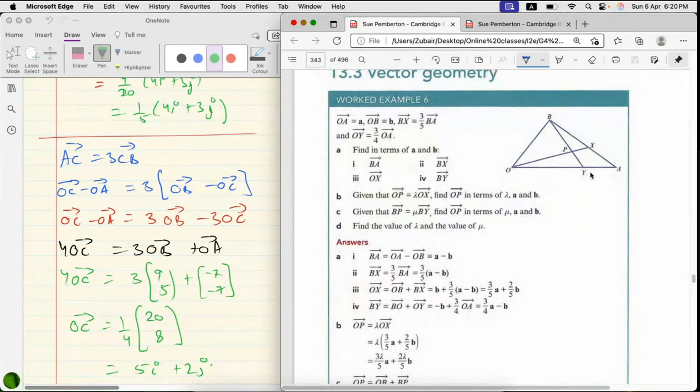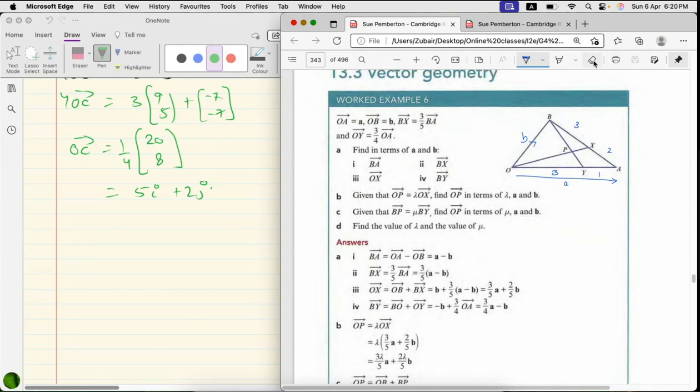OA, this full length, this vector is equal to a. OB is b. And BX is 3 by 5 of BA. So if I just write 3 and 2, 3 by 5 of BA. And OY is 3 by 4 of OA. So this is 3 and this is 1. So find in terms of a and b.